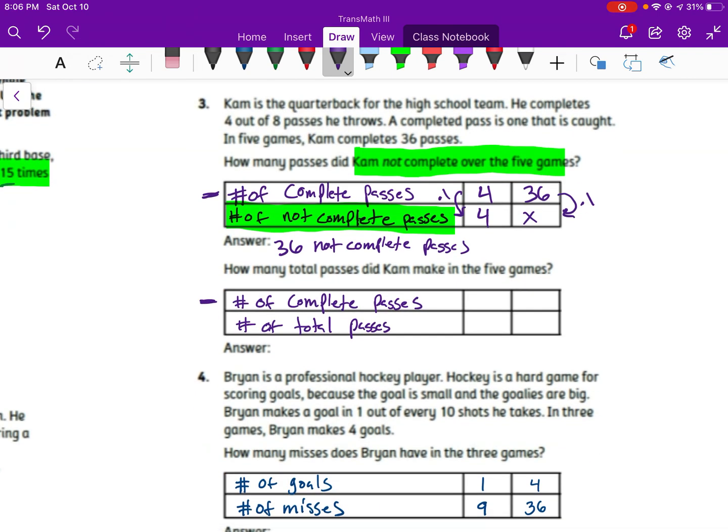Okay, so in the second part, number of not complete passes, we know that one. Number of total passes now. For every 4 complete passes, he throws a total of 8 passes. So in this case, using our vertical, we're going to use times 2. 36 times 2 is 72. So he throws a total of 72 total passes.